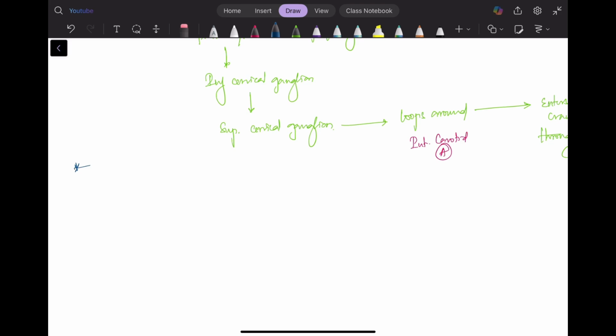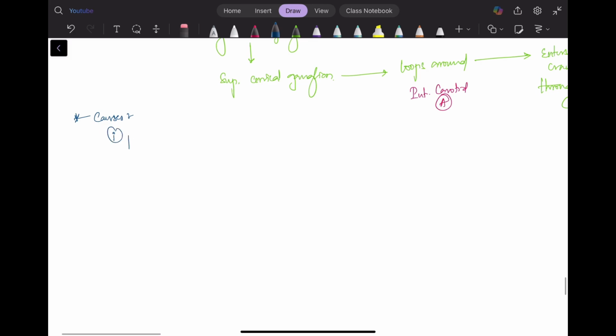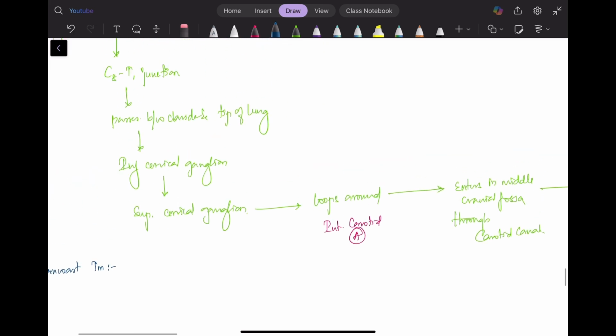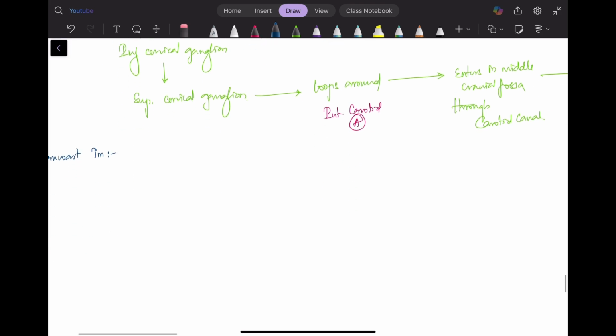Then, what are the causes? We'll discuss the important causes, some two causes. First one, Pancoast tumor. Where will this be seen? Pancoast tumor occurs at the lung, at this site. Mark it with a different color however you want, circling that lung, Pancoast tumor.